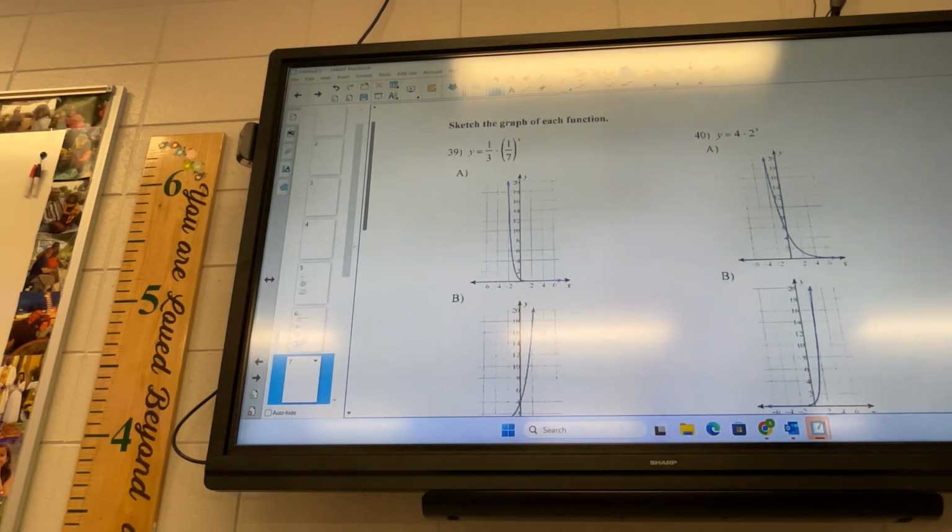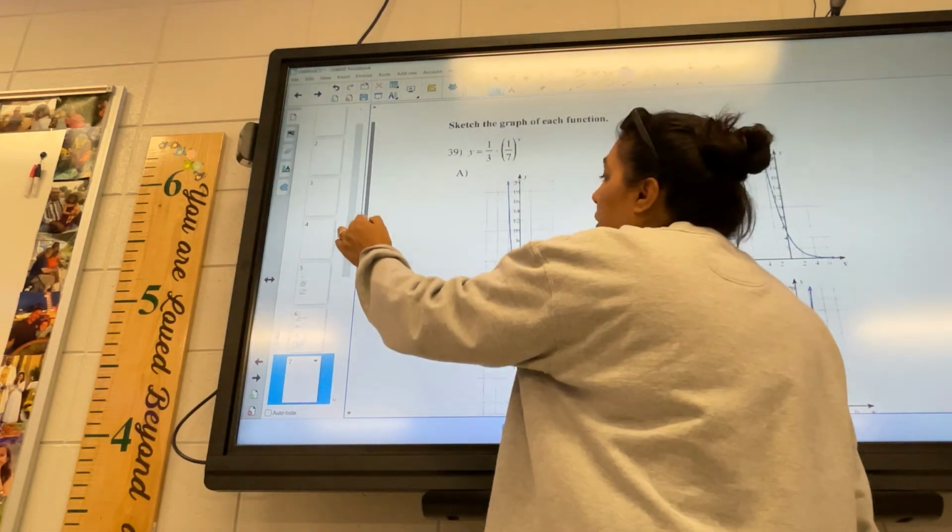Okay, so which one could you eliminate? B and C are growth, so we can eliminate those. Okay, so really understand which one looks like growth, which one looks like decay. Because now if you had to guess, at least you have a 50-50 shot of guessing. So understand the difference of what it looks like to be growth, what does it look like to be decay.